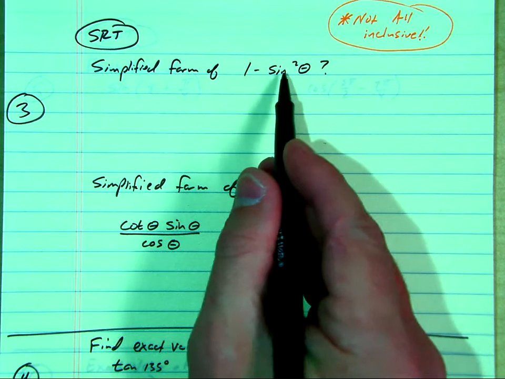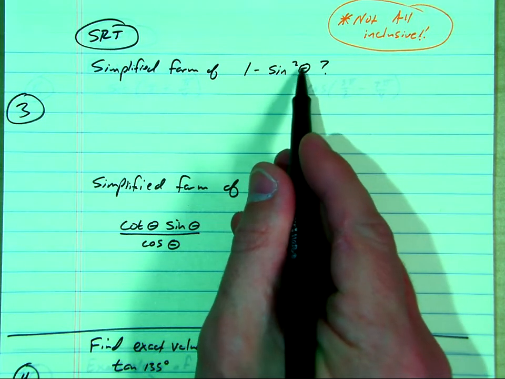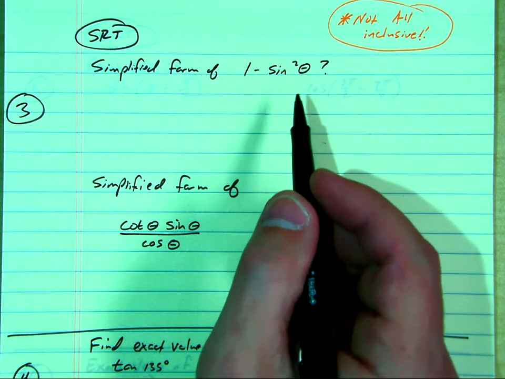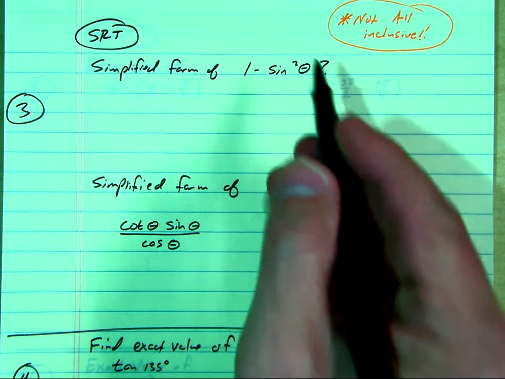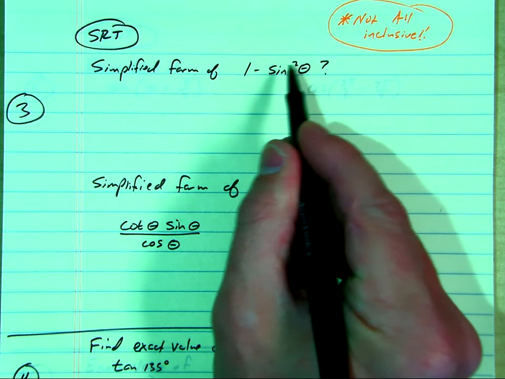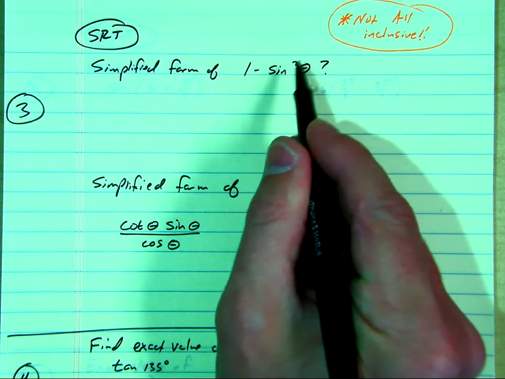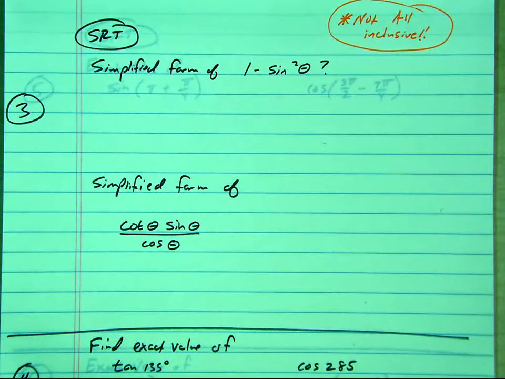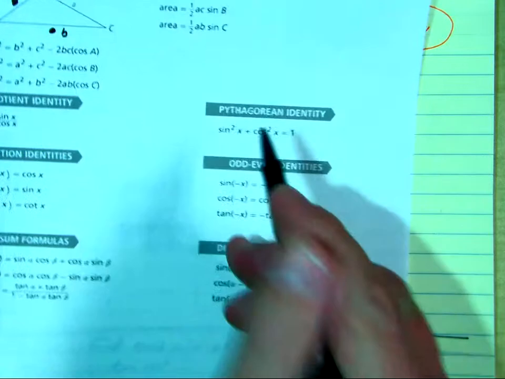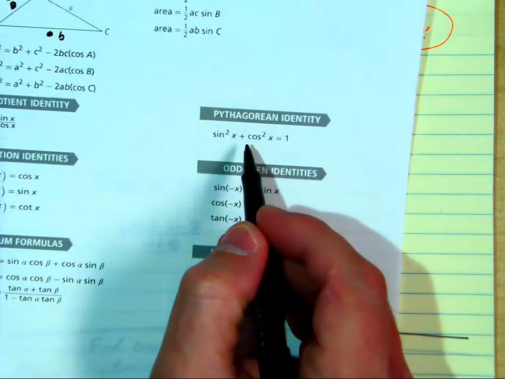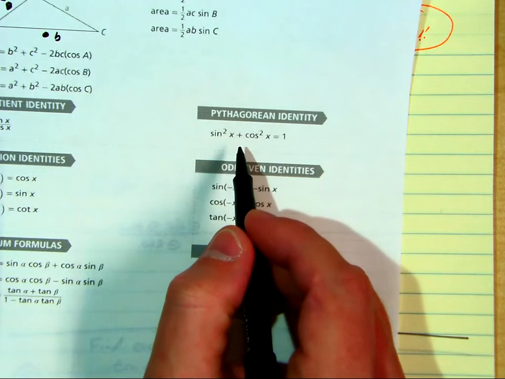So, simplified form of 1 minus sine squared theta. Here's something I've learned over my years. Anytime you see a squared sine, cosine, or tangent, you want to first start with the Pythagorean identity. So if we go to the Pythagorean identity, it comes from the Pythagorean theorem.